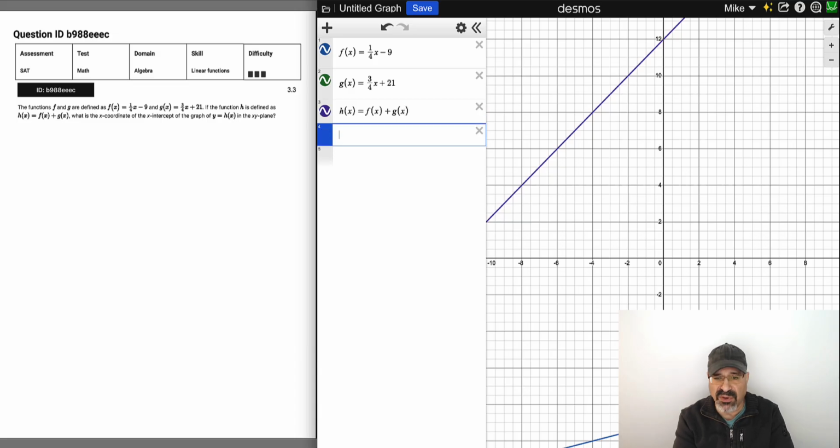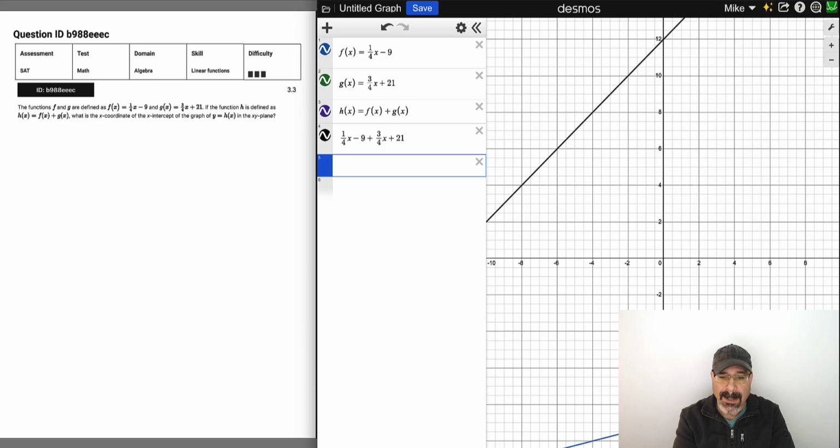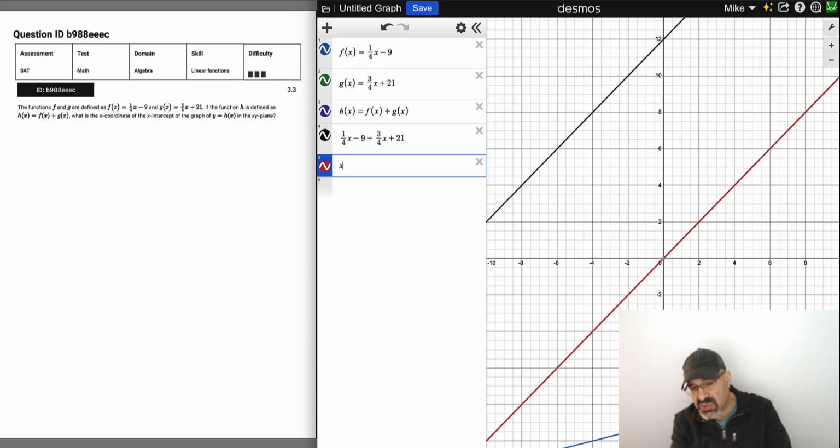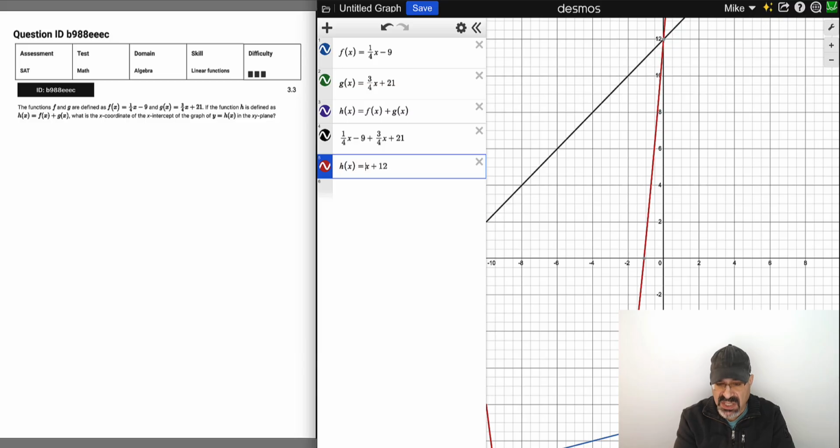Well, we know that one of them is 1/4 x minus 9, and we're just going to add to that the other function, which is 3/4 x plus 21, and that's going to give us x, and then plus 21 minus 9, so x plus 12. So we know now that h(x) is equal to x plus 12. It's sort of randomly graphing a lot of these, which is cool, but we don't need these graphs here, so we can just get rid of those.